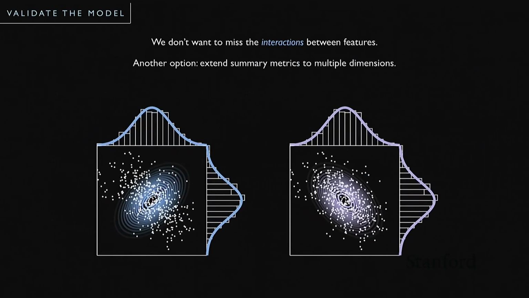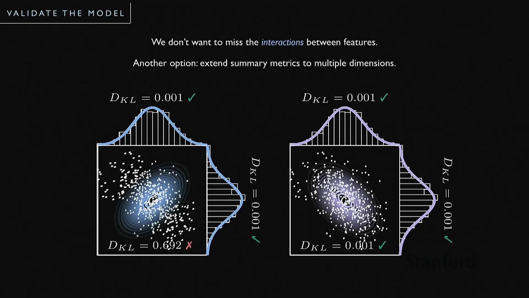Okay, there's one other option. Some of the summary metrics that we were talking about, you can actually extend to multiple dimensions. For example, the KL divergence I was talking about, you can apply on multiple dimensions. If we just do it in one dimension, again, we think that these distributions match quite well. But in 2 dimensions, we can see that this purple distribution has a much lower KL divergence than the blue one.